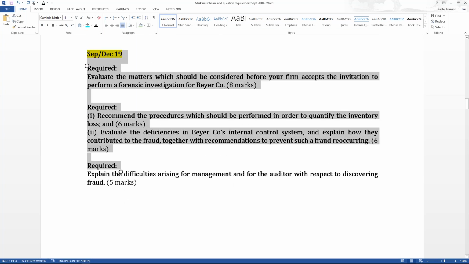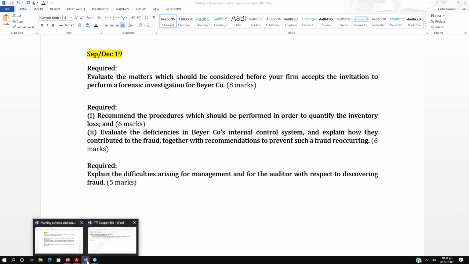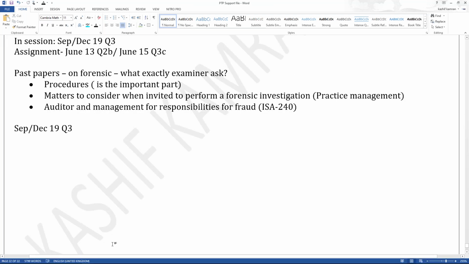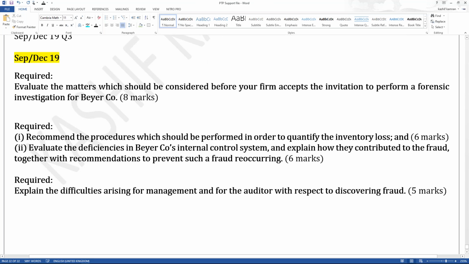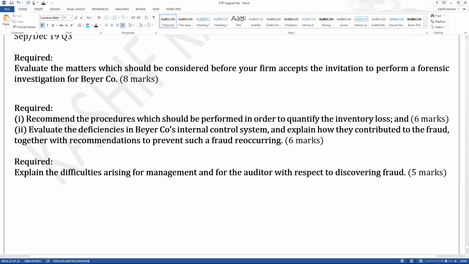Okay, so let me copy this question onto my main Word file, and let's start the analysis then. Okay, can you all see the question in front of you, September December 19? The first requirement, evaluate the matters which should be considered before your firm accepts the invitation, right?